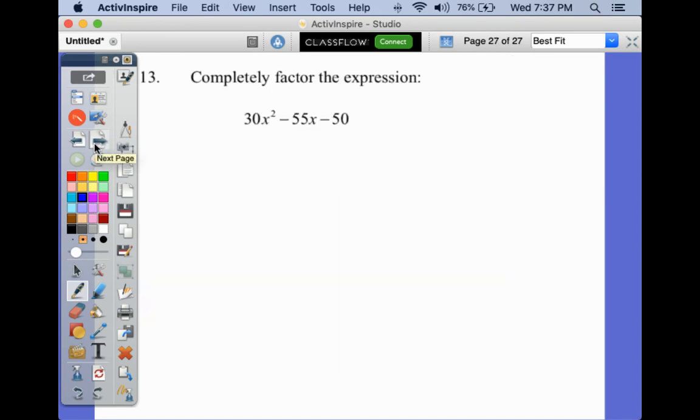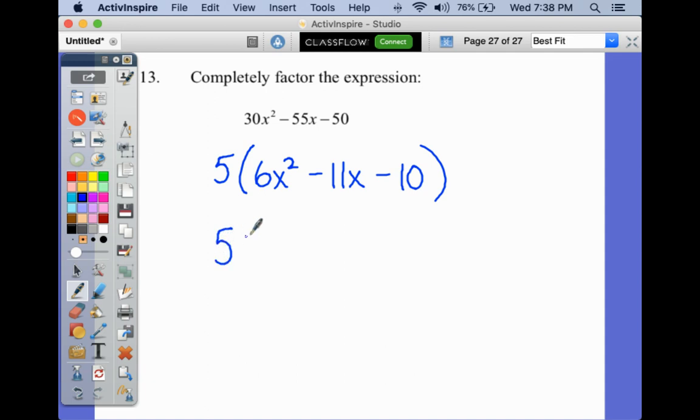All right, last problem. Completely factor the expression. So I'm looking for common factors first. All these numbers divide by 5. So if I take a 5 out, I have 6x squared minus 11x minus 10. And now we'll try and factor. I always start with 3x and 2x. And then if that's not right, I'll try 6x and 1x. And I haven't actually worked the problem out yet, so I don't know what's right. We'll just see.